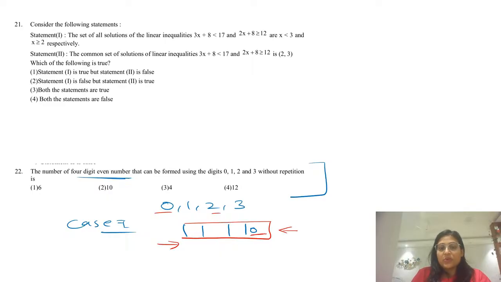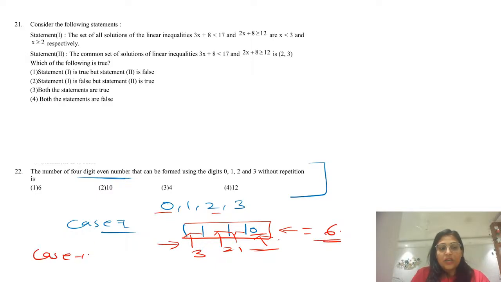Now this place has already been occupied. For this, how many options are left? 3 options are left, because we have to form a 4-digit number. For this, 2 options are left. For this, 1 option is left, right? So how many total possible are there? 3 into 2, 6 numbers are there ending with 0.